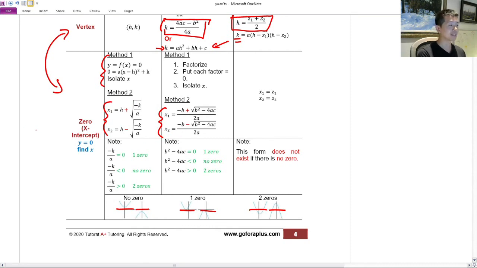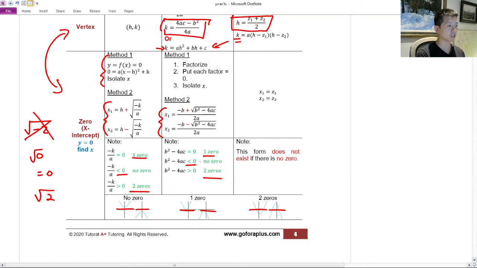Why does it look like that? Because if we have a square root of a negative number, this doesn't make sense. If it doesn't make sense, that means it's negative, and there's no zero. If it's the square root of 0, it's just equal to 0, so there's no more square root. So plus or minus 0 is just 0, so it becomes the same answer. That's why we have 1 zero. If we have something bigger than 0, let's say 2, then we'll have 2 zeros in both cases.